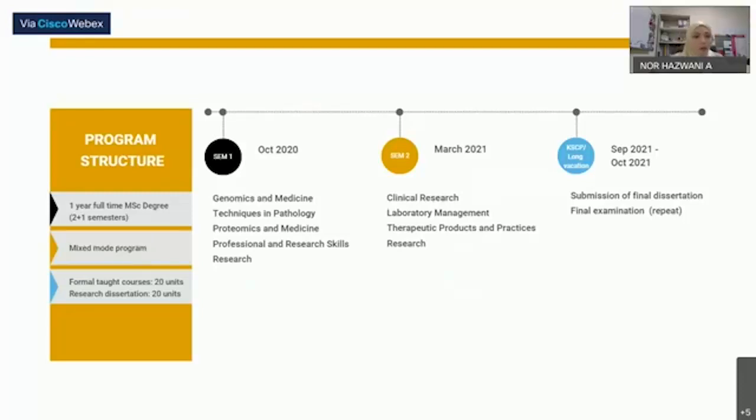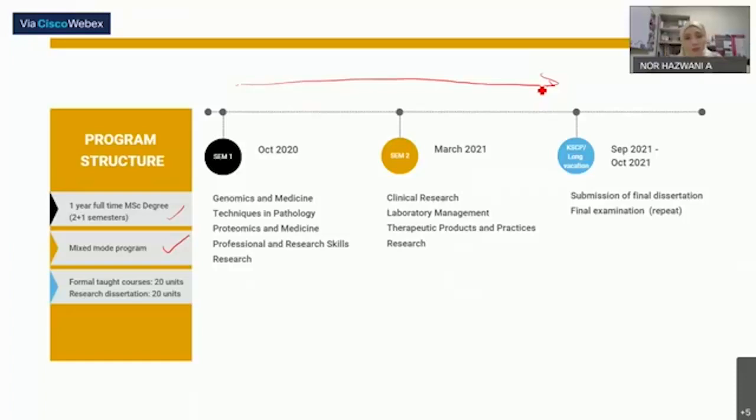It is a 1-year full-time Master of Science degree, 2+1 semester. 2+1 is because of 2 semesters and then 1 short semester. It is also called KSCP, khusus semasa cuti panjang, or long vacation. It is a mixed mode program. Why is it mixed mode? Because 50% is taught courses and another 50% is research dissertation. In terms of units, the total is 40: formal taught courses, 20 units, and research dissertation, another 20 units. So this is the timeline.